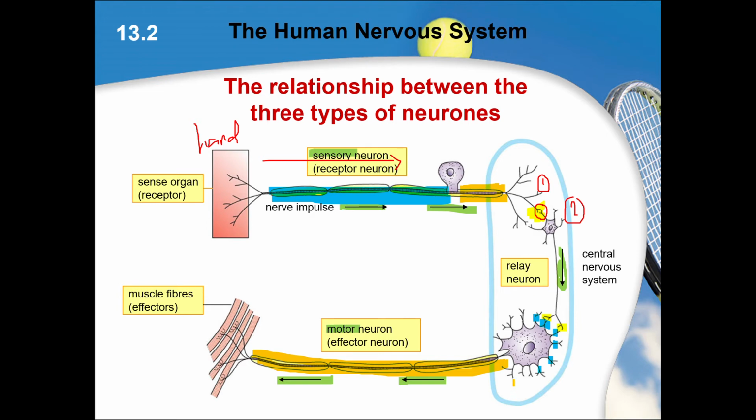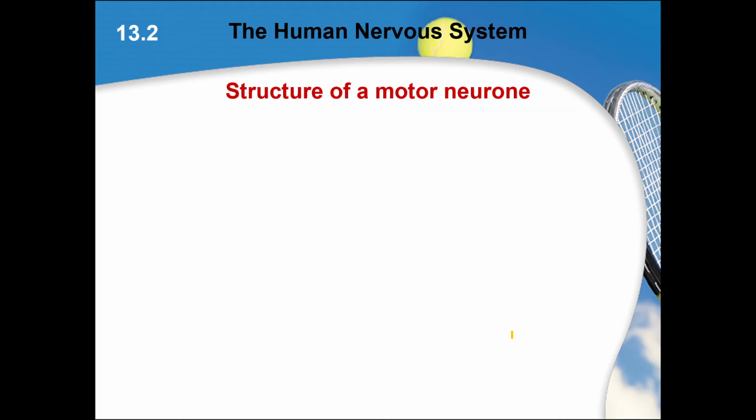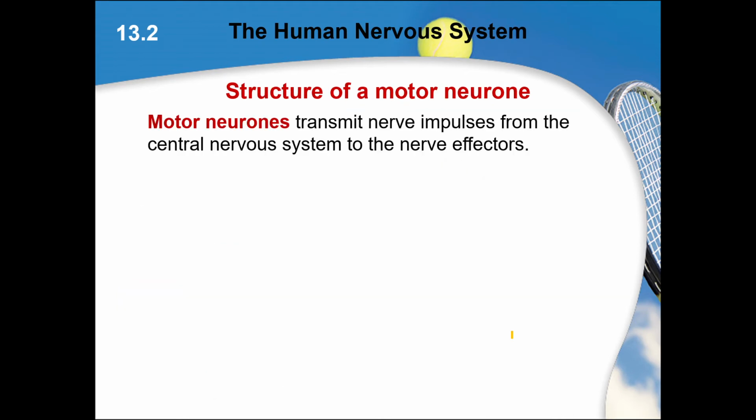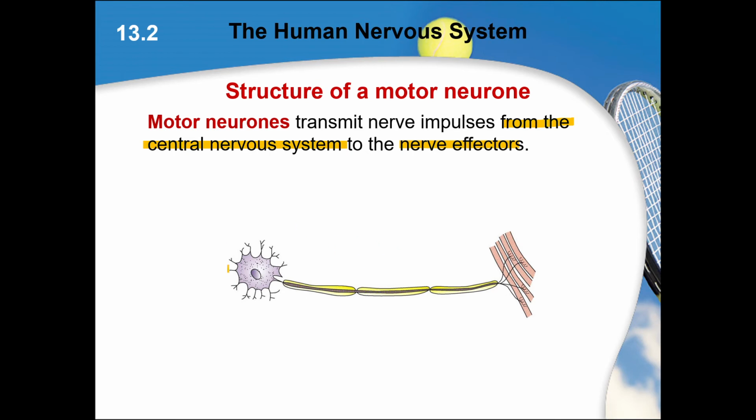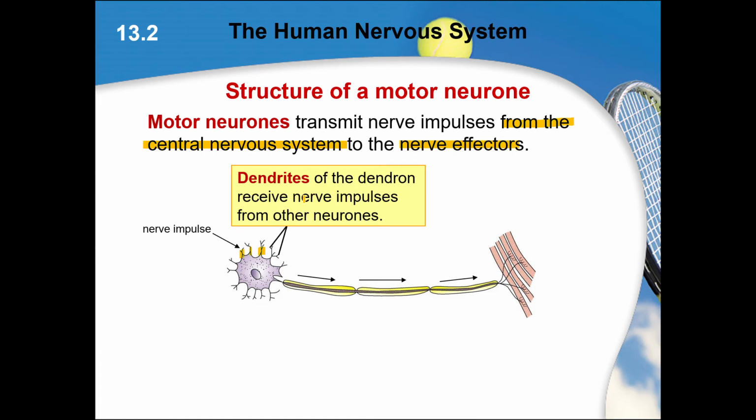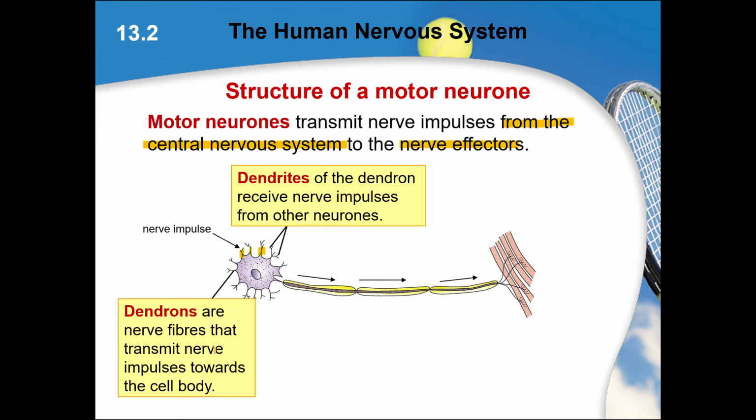Okay, so the next slide, I'm going to go into detail about the structure of the motor neuron. So recall, the motor neuron transmits nerve impulses from the central nervous system to the effectors. Okay, so this is the motor neuron. You see that nerve impulses start from where the dendrons are, which are really, really short in this case. Then there are the dendrites of the dendron. So dendrites are the smaller structures which then combine to form dendrons. Dendrons will then transmit these nerve impulses to the cell body.